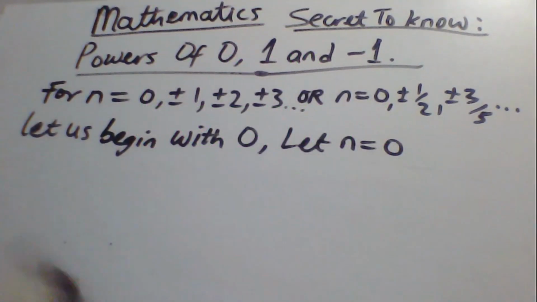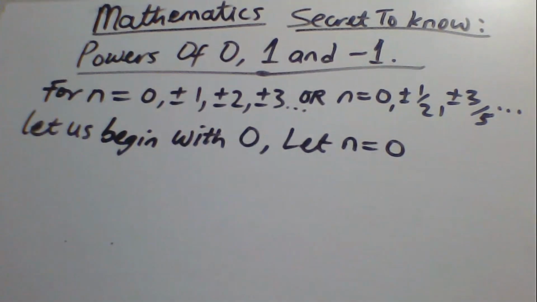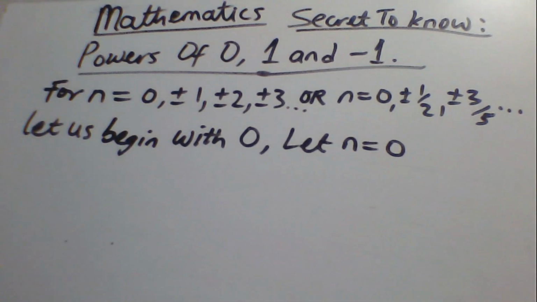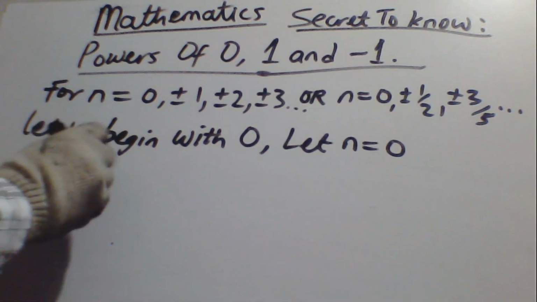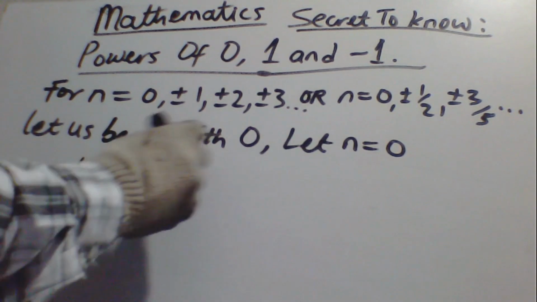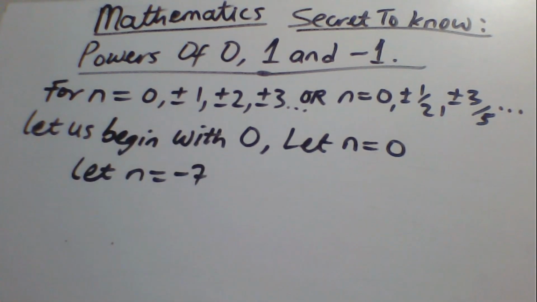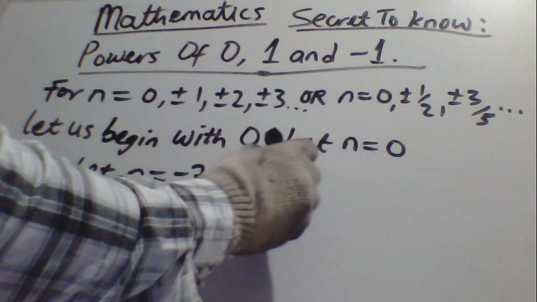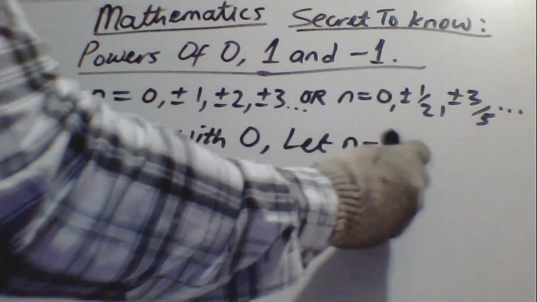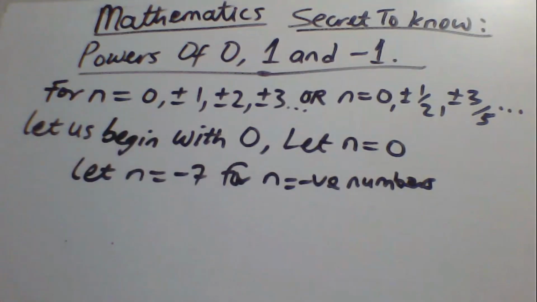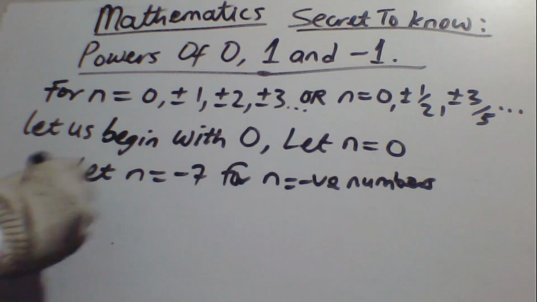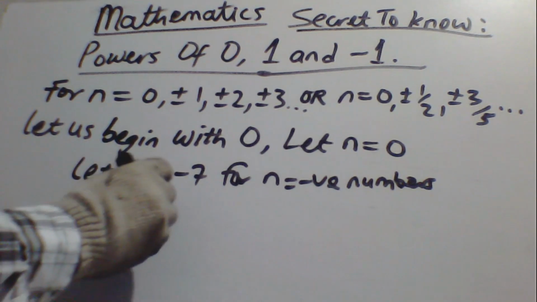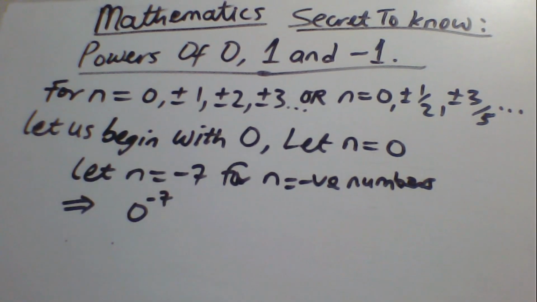So the second thing you have to know about 0 is, for example, let n equal -7. If n is equal to -7, in this case we are talking of n equal to negative numbers. So we say let n equal -7. This implies that 0 to the power of -7 will give us what? If we raise 0 to a power of a negative number, what exactly is the answer?